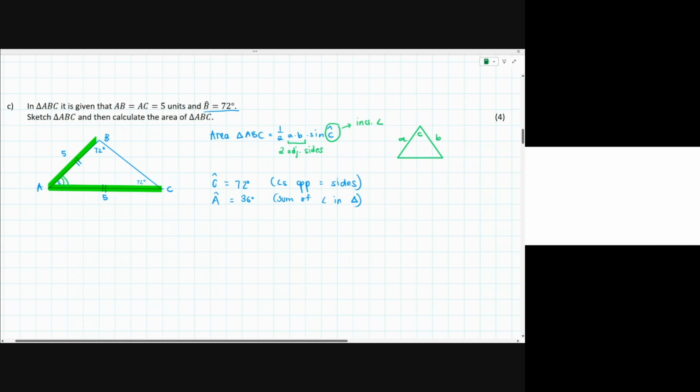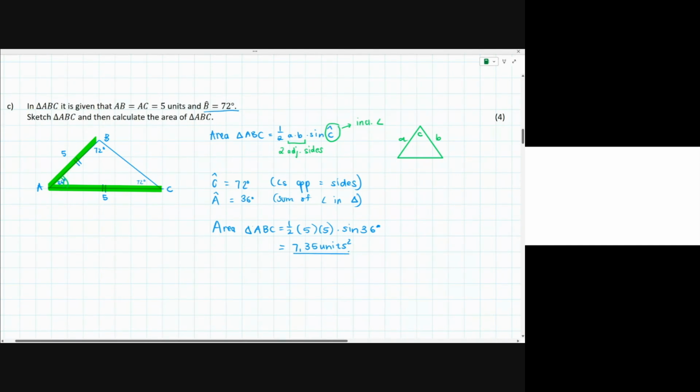Okay, so this is 36. I now have all the information I need to work out my area because I have two adjacent sides and the angle in between. So we just substitute in half times 5 times 5 times sine of the angle in between them, so sine 36, and you type that into your calculator, and that gives you 7,35 units squared.